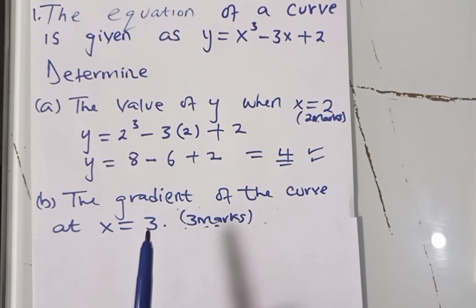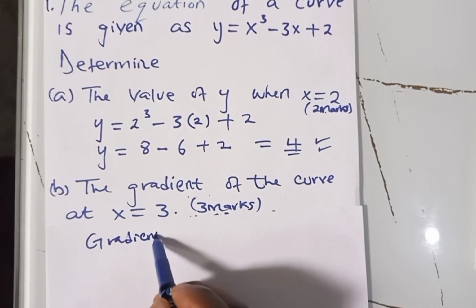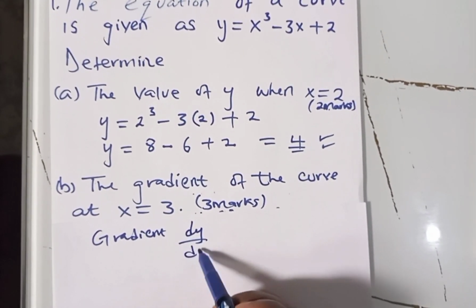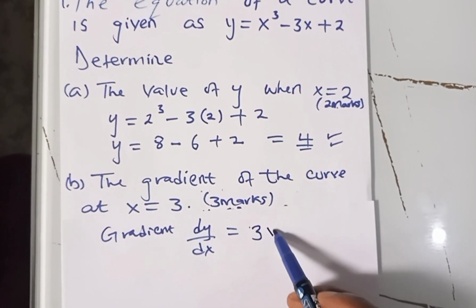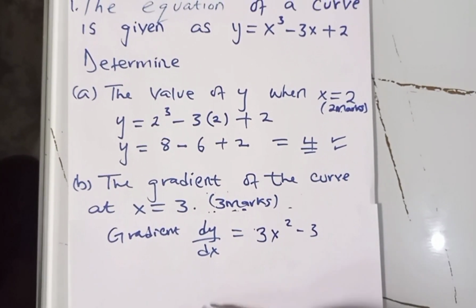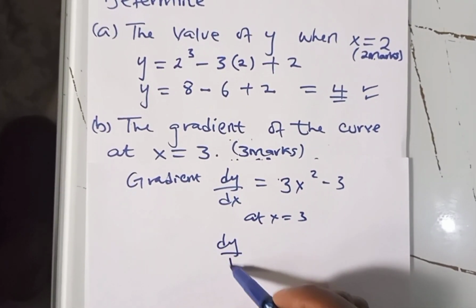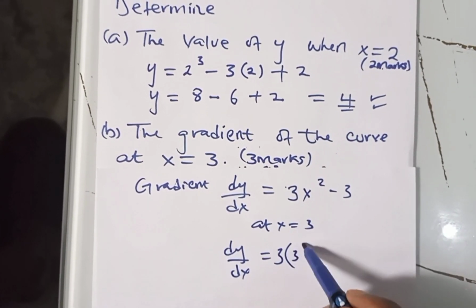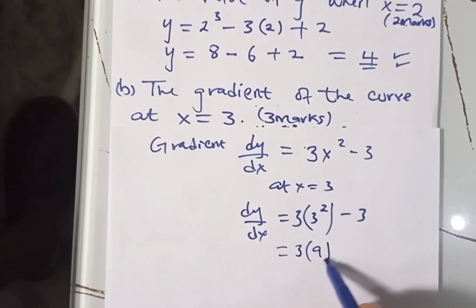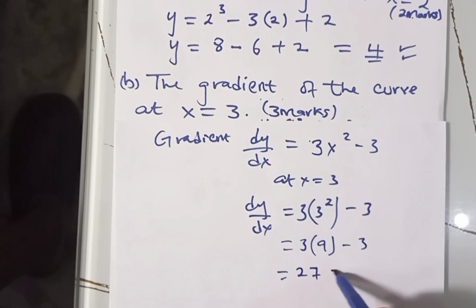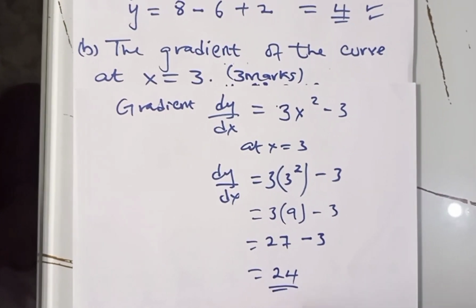Then the gradient of the curve at x is 3. So the gradient of the curve, we normally say gradient is given by dy/dx, so it means we are going to differentiate our equation. So we have 3x squared minus 3. And at x being 3, we substitute the value of x being 3. So 3 into 3 squared minus 3. So 3 into 3 squared, this is 3 by 9, which is 27 minus 3. We get the answer to be 24.